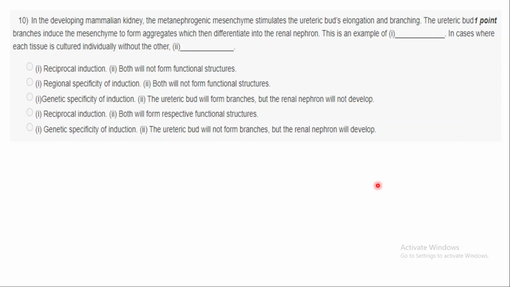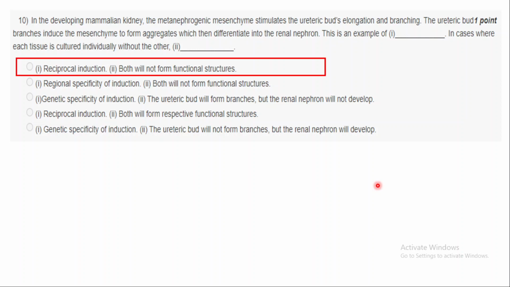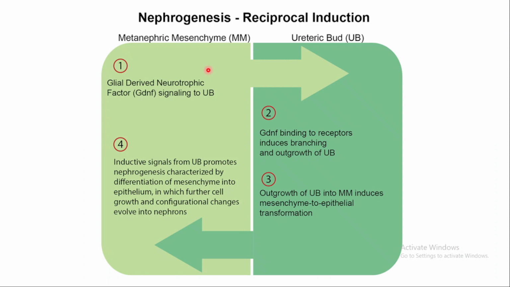Okay, let me reveal the correct answer. The correct answer is option A. Nephrogenesis is an example of reciprocal induction, and when both the mesenchyme as well as the ureteric bud are cultured individually without the other, then they will not form functional structures because there is no reciprocal induction when they are not together. They are cultured individually, they will not form any structures, and this is an example of reciprocal induction. So let's learn a bit about nephrogenesis and reciprocal induction.